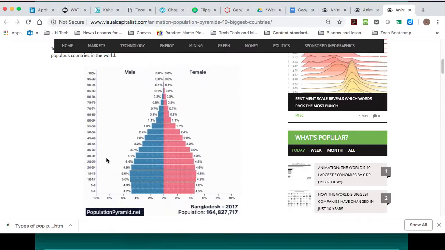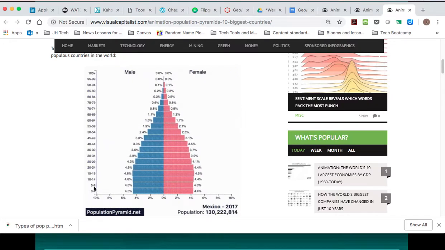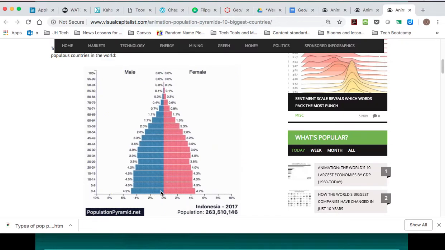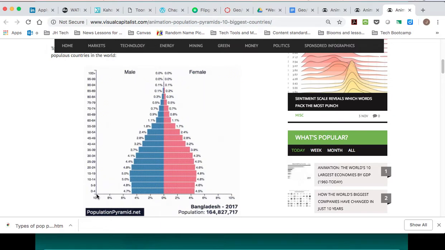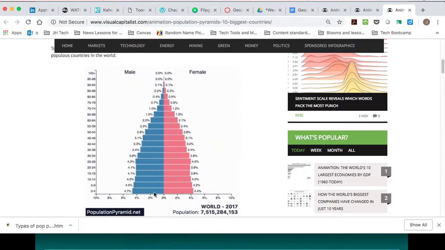But this is a population pyramid. Remember I told you it was distributed by male versus female, and then by age groups. Over here are age groups. And down here is the percentage of the total population. So for instance, 3.1% of all males that are 0 to 4, that's 3.4% of the entire country, is a boy that is 0 to 4. If you look at Mexico, 4.5% of the population is a male between the age of 0 and 4.